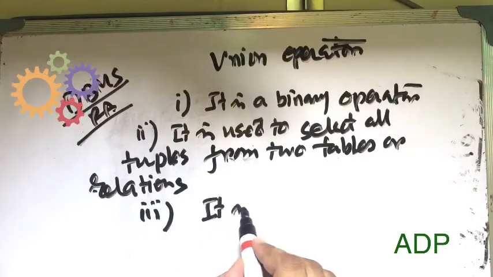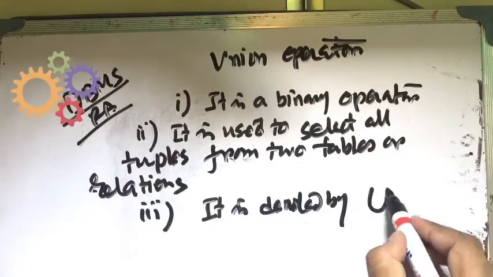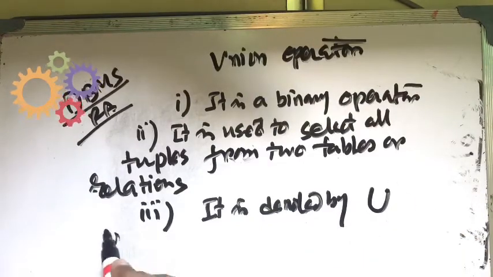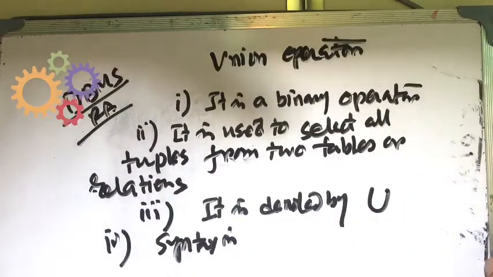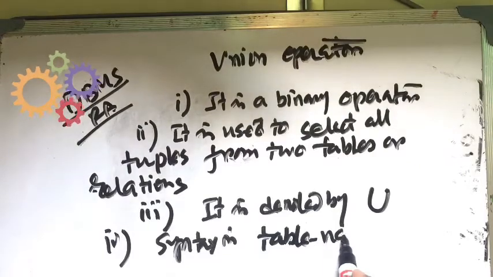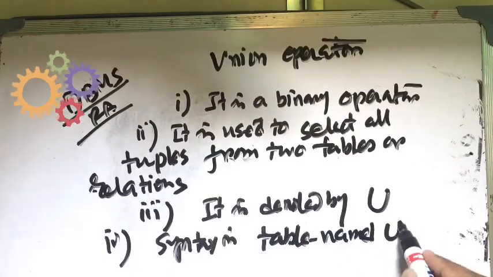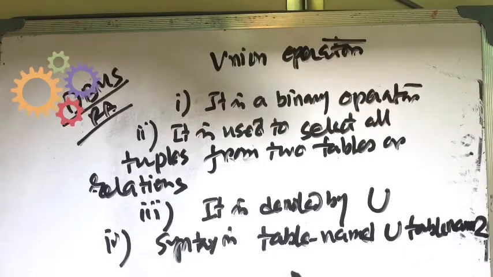It is denoted by U. Syntax is table name 1 union table name 2.